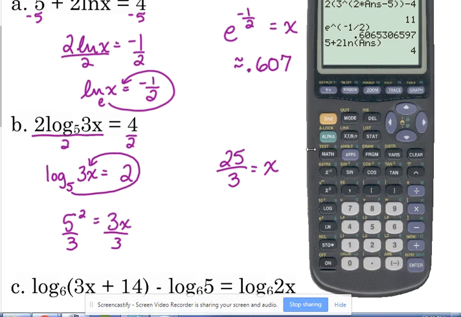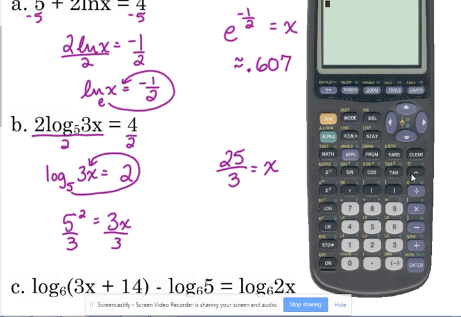You got to be careful if you're checking this one because you have to use change of base. So I would do the log part first: log of 3 times 25 over 3, divided by the log of 5. Then multiply it by 2. So that's how to check that one.